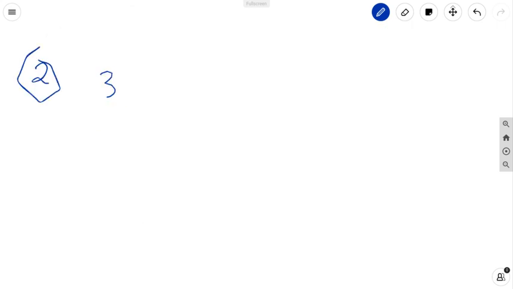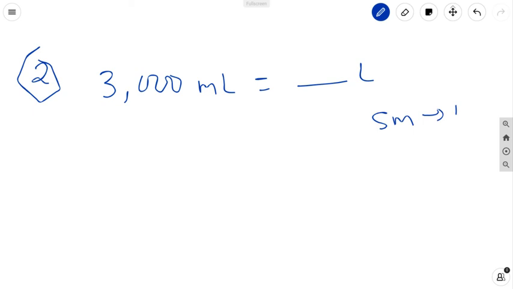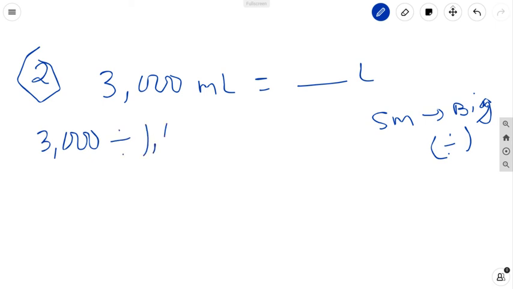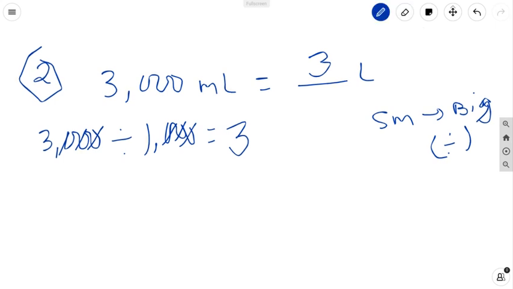Let's try 3,000 milliliters equals how many liters? So we know that we're going from small to big, which means we're going to divide. Okay, and there are 1,000 milliliters in a liter, so I'm going to take 3,000. I'm going to divide it by 1,000. Cut off the zeros. 3 divided by 1 is 3. Let's try the next one.